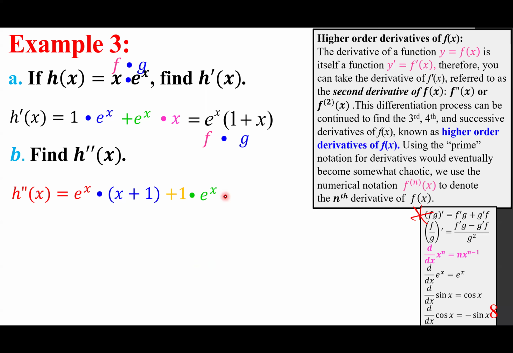And I hope you notice that if I factor the e to the power of x out, this gives me x plus 1, this gives me plus 1, they add up to x plus 2. In other words, h double prime would be e to the power of x times x plus 2. I hope it's clear to everybody. So pretty straightforward.